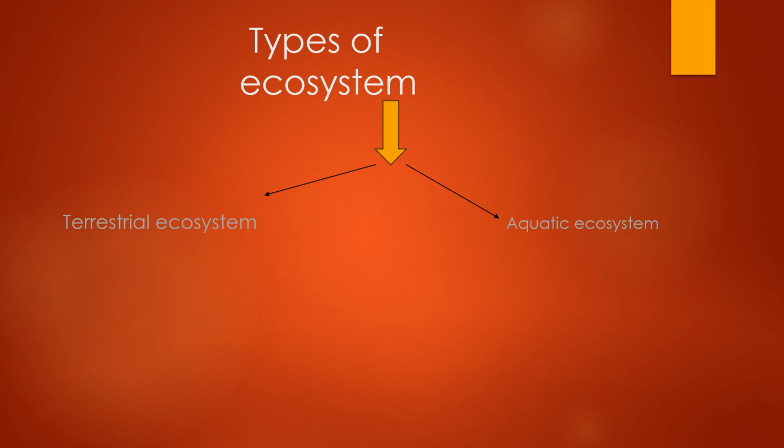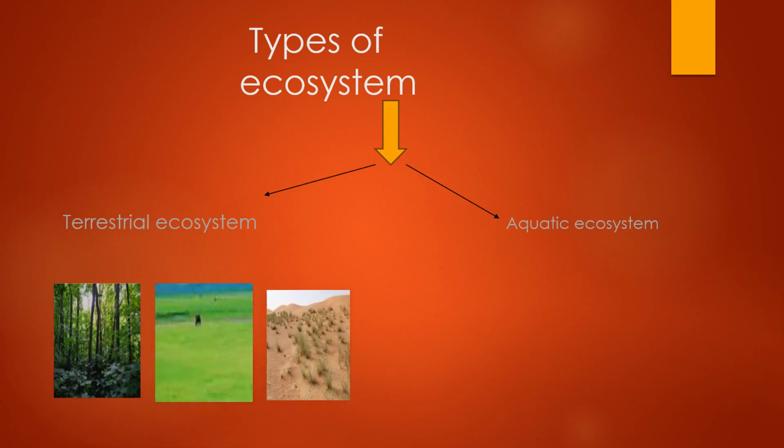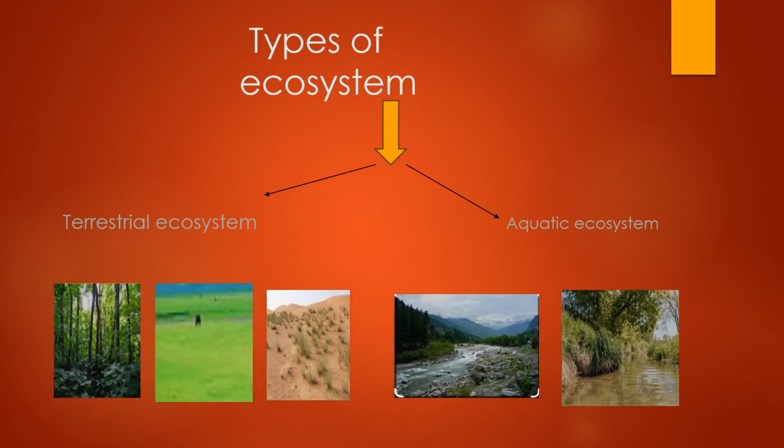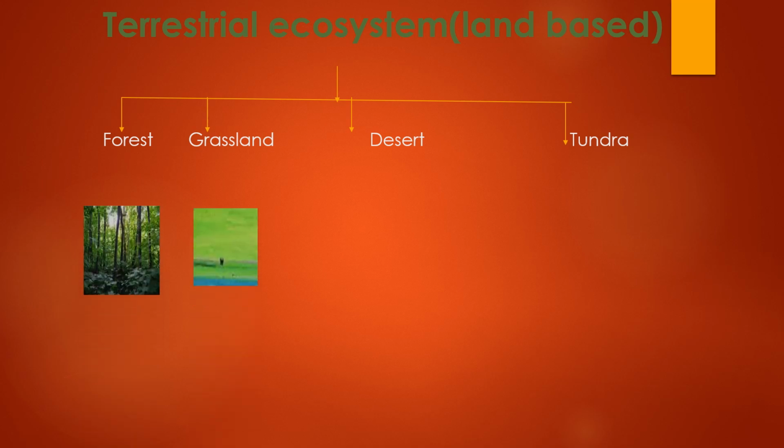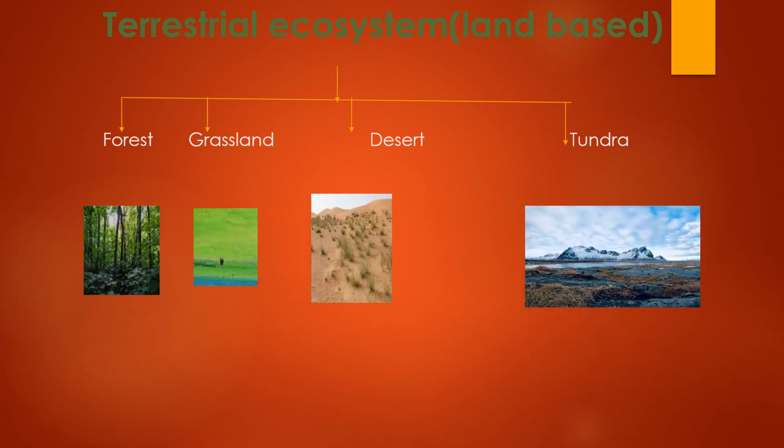In natural conditions, we get two types of ecosystem. One is terrestrial and another is aquatic ecosystem. Terrestrial means the land-based ecosystem. The first one is the forest ecosystem, then the grassland ecosystem, then the desert ecosystem, then the tundra ecosystem. Tundra means the polar regions ecosystem. We get different components over there.